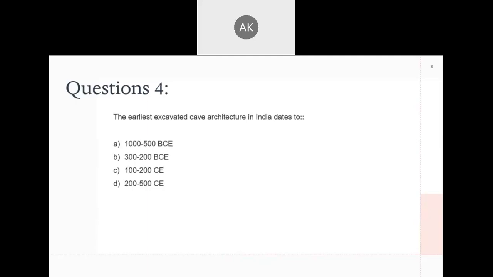So question number 4, the earliest excavated cave architecture in India dates to. The options are 1000 BCE to 500 BCE, or 300 to 200 BCE, or 100 to 200 CE, or 200 to 500 CE. So what is the correct answer for this? The earliest excavated cave architecture in India belongs to 300 to 200 BCE.